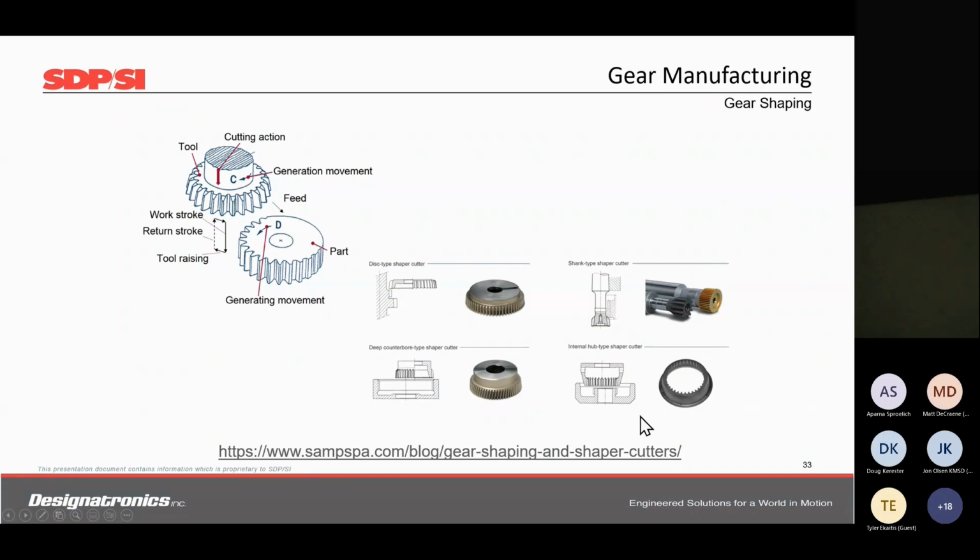So whenever you're making a design, you have to take into account the manufacturing method, especially if it's going to be hobbing, which we'll talk about next, or shaping, because this will determine some of your dimensions in the design. Next slide.